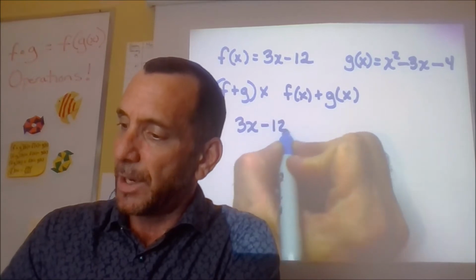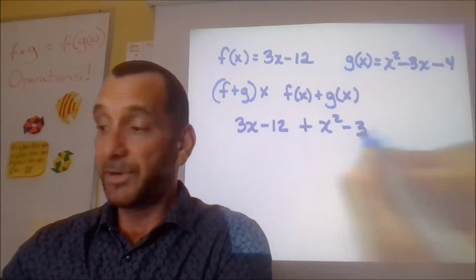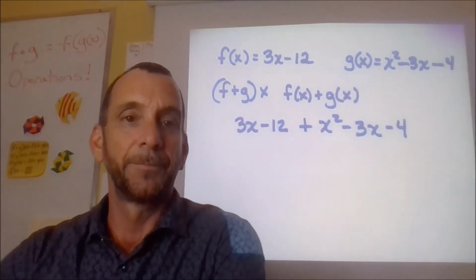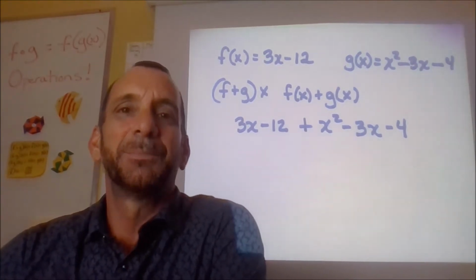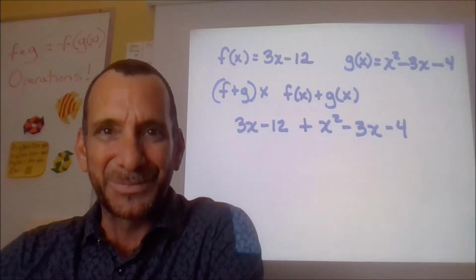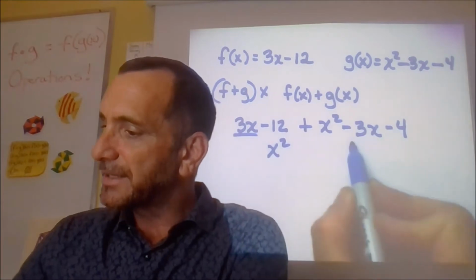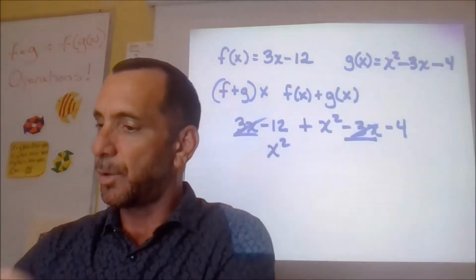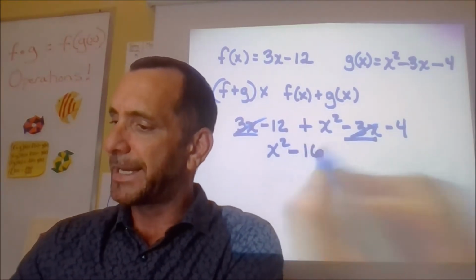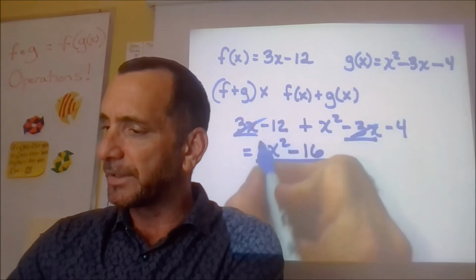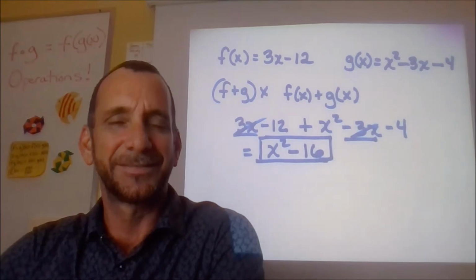3x minus 12 plus x squared minus 3x minus 4. Well, we just added two functions, and now really all we have to do is combine like terms. Oh, we got an x squared here. We have a 3x minus 3x. Oh, those just go away. And then negative 12 minus 4 is x squared minus 16. That's a perfectly acceptable answer after you've added the functions.